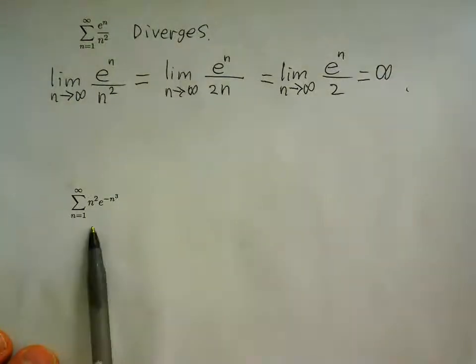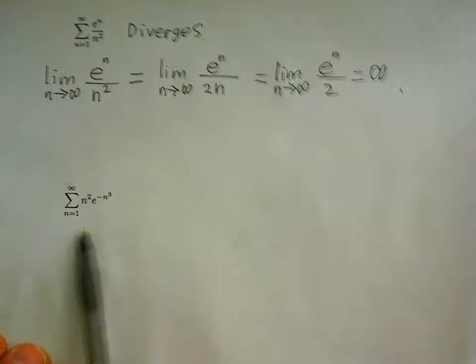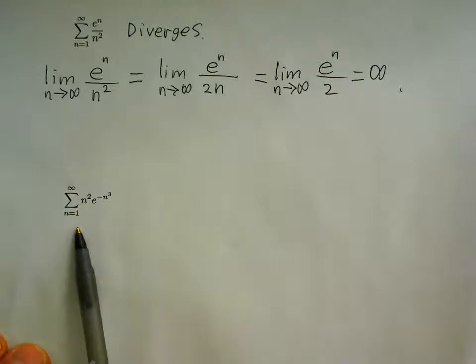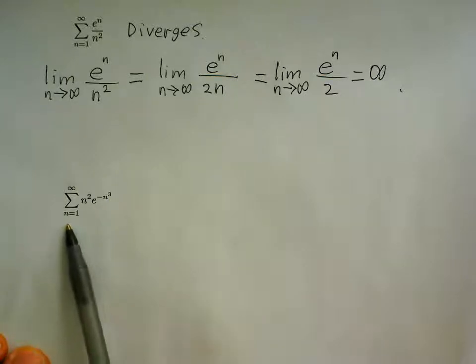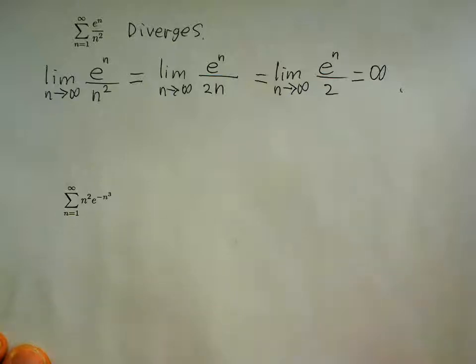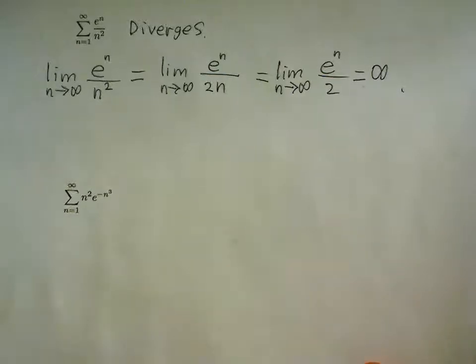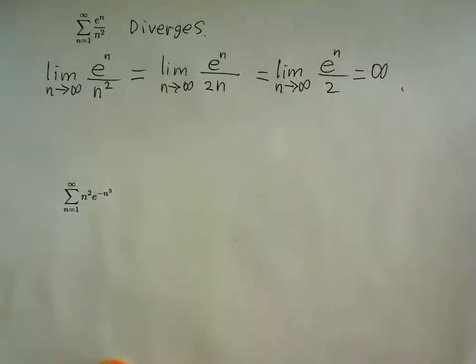Okay, the next one. The series, the terms are n to the second times e to the negative n to the third. N begins at 1. Any ideas on this one?